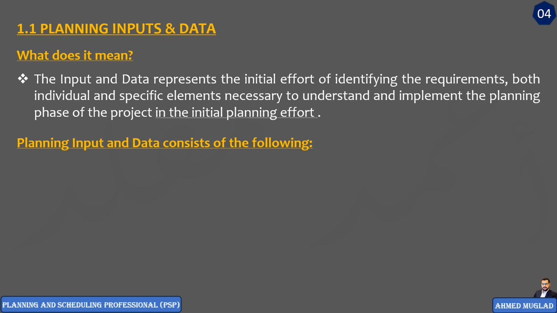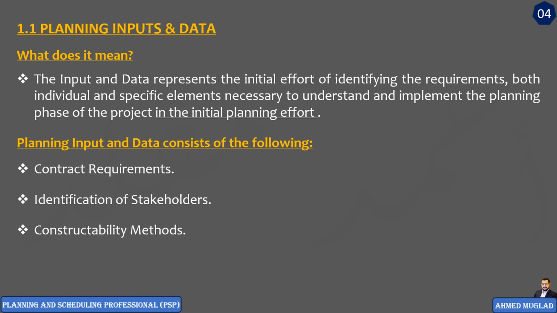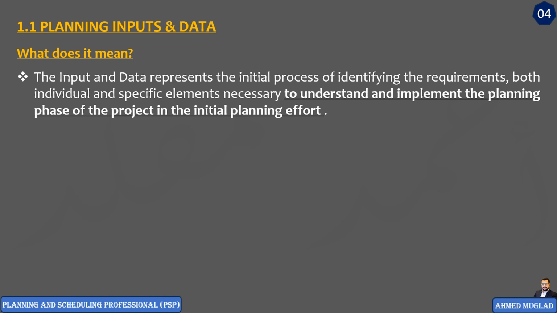Planning input and data consists of contract requirements, identification of stakeholders, and constructability methods. So in this stage, we analyze and understand the contract requirements, constructability methods, also analyze and understand the stakeholders and their needs in the project. Next video, we will continue to discuss contract requirements as a first step in planning input and data. But now we need to review some points.